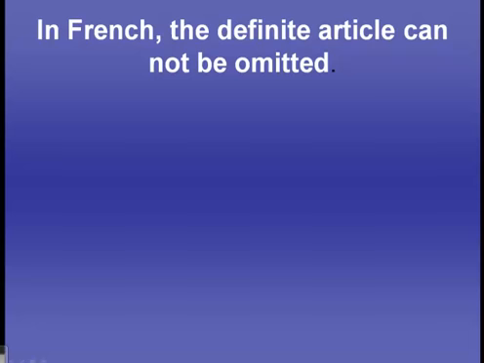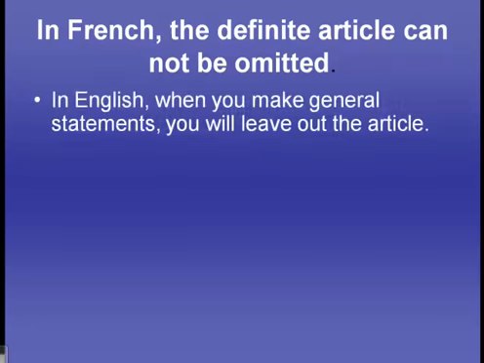In French, the definite article cannot be omitted, so this is a little bit different than what we have in English. In English, when you make general statements, you'll leave out the article. For example, the sentence, I like music. There's nothing in between the verb like and the noun music.